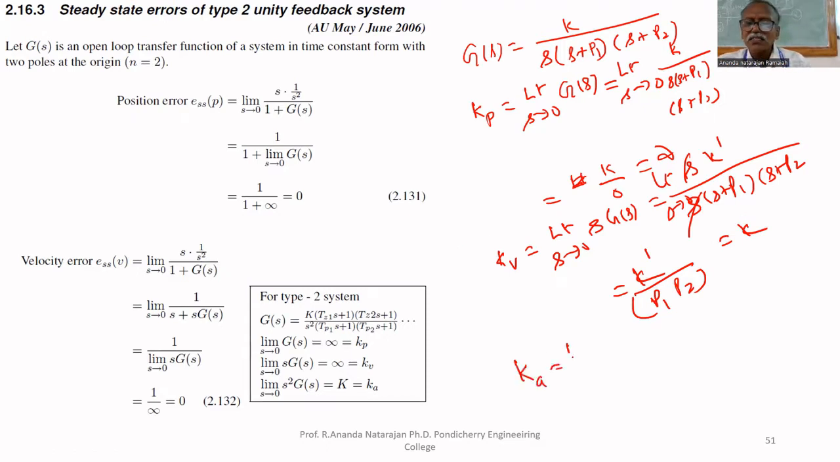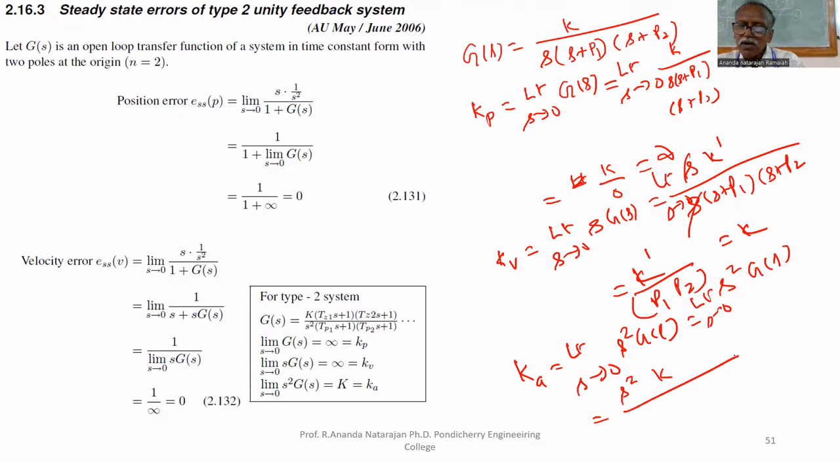What is the acceleration error constant? Ka is the limit as s tends to 0 of s square G(s). That is s square K upon s (s plus p1) multiplied by (s plus p2). Here one s is getting cancelled, therefore you are getting 0. The acceleration error constant is 0.